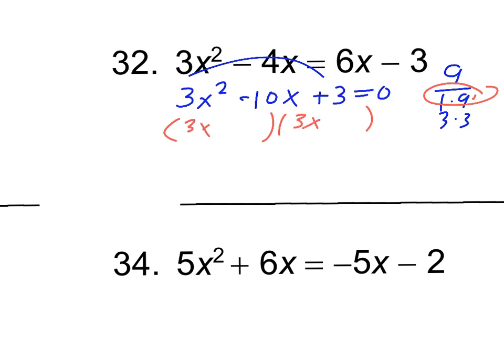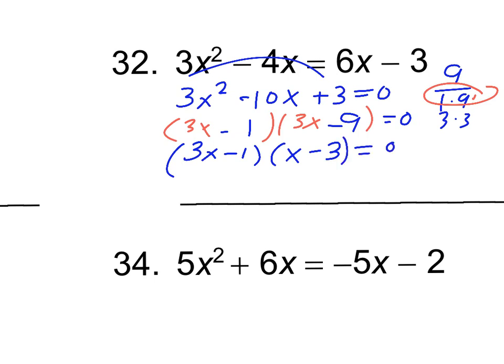And we're going to put in our numbers, so 1 and 9. We're going to check for our signs. It's minus plus, so we're going to put in minus minus equals 0. And we're going to reduce. So our first one is 3x minus 1. It does not reduce. And the second one we can divide by 3, so we get x minus 3 equals 0. So our answers are x equals 1/3 and x equals 3.